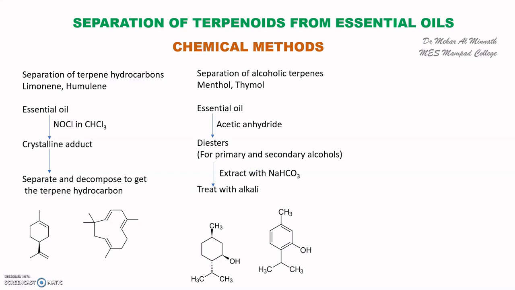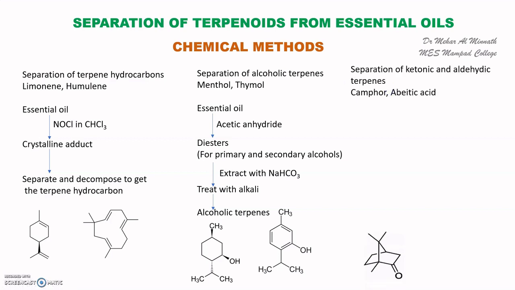After treating with sodium bicarbonate, it is treated with alkali, and you get the alcoholic terpenes. So these are the steps used to remove or to separate alcoholic terpenes from essential oils. Now, third one, that is separation of ketonic and aldehydic terpenes like camphor and abietic acid. There is a double bond over here. Camphor. Here carboxyl group is there. There is another, again a carbonyl group here.